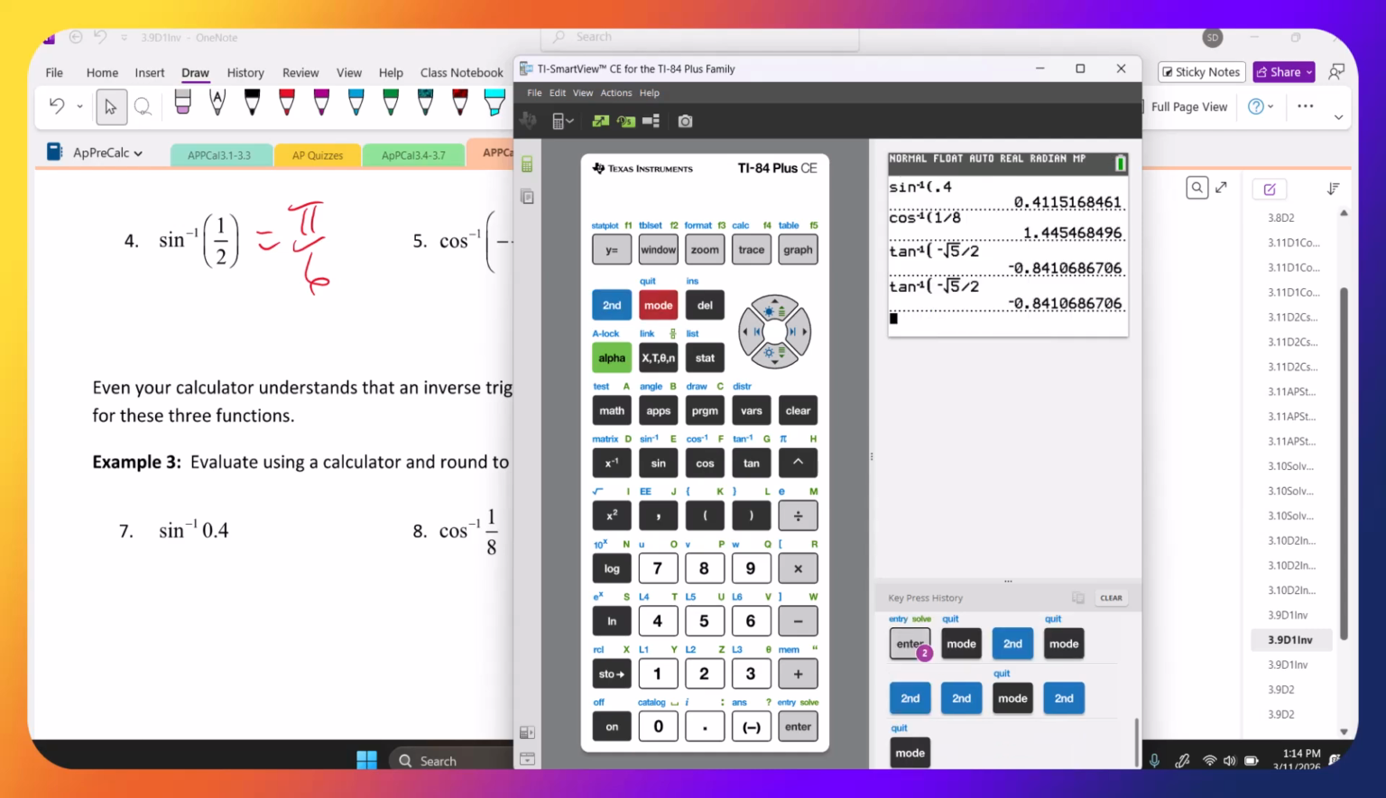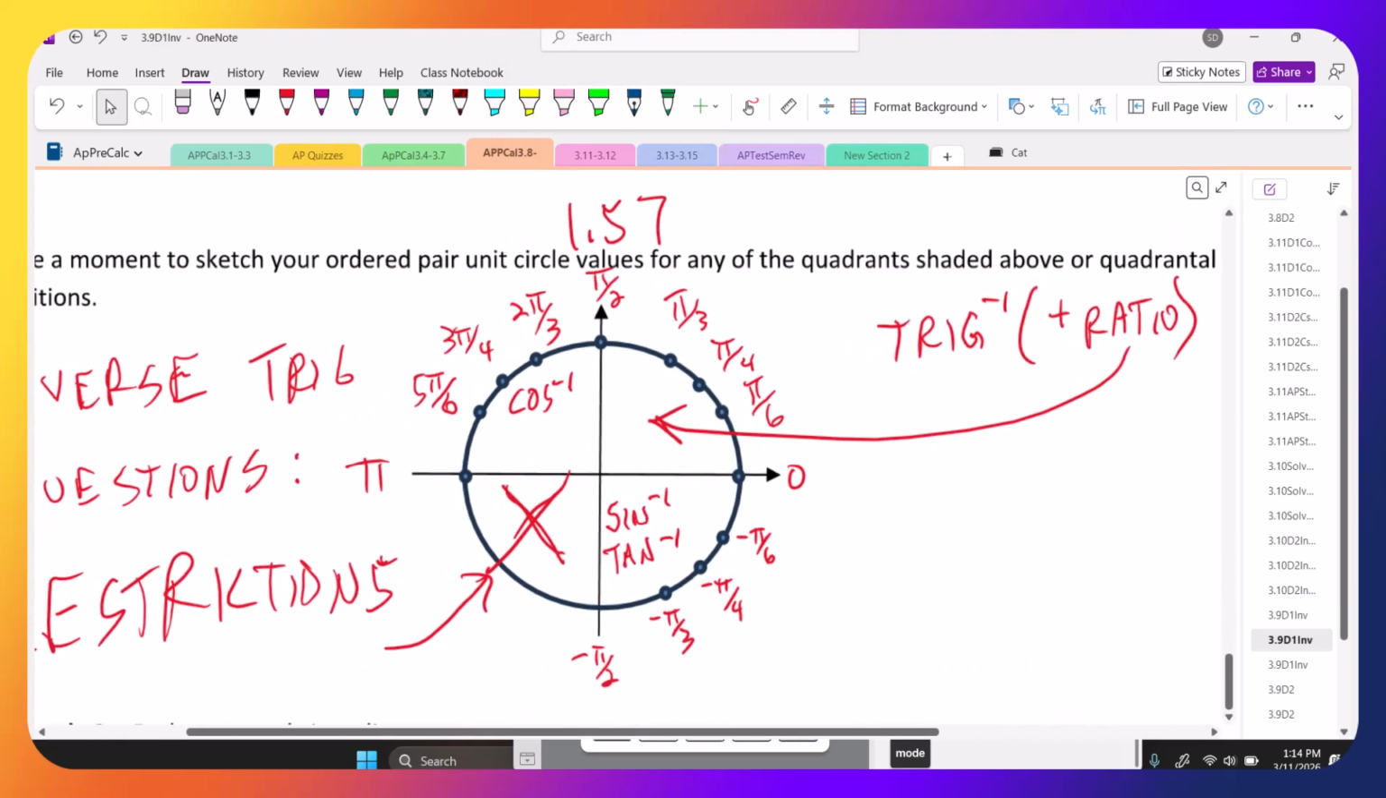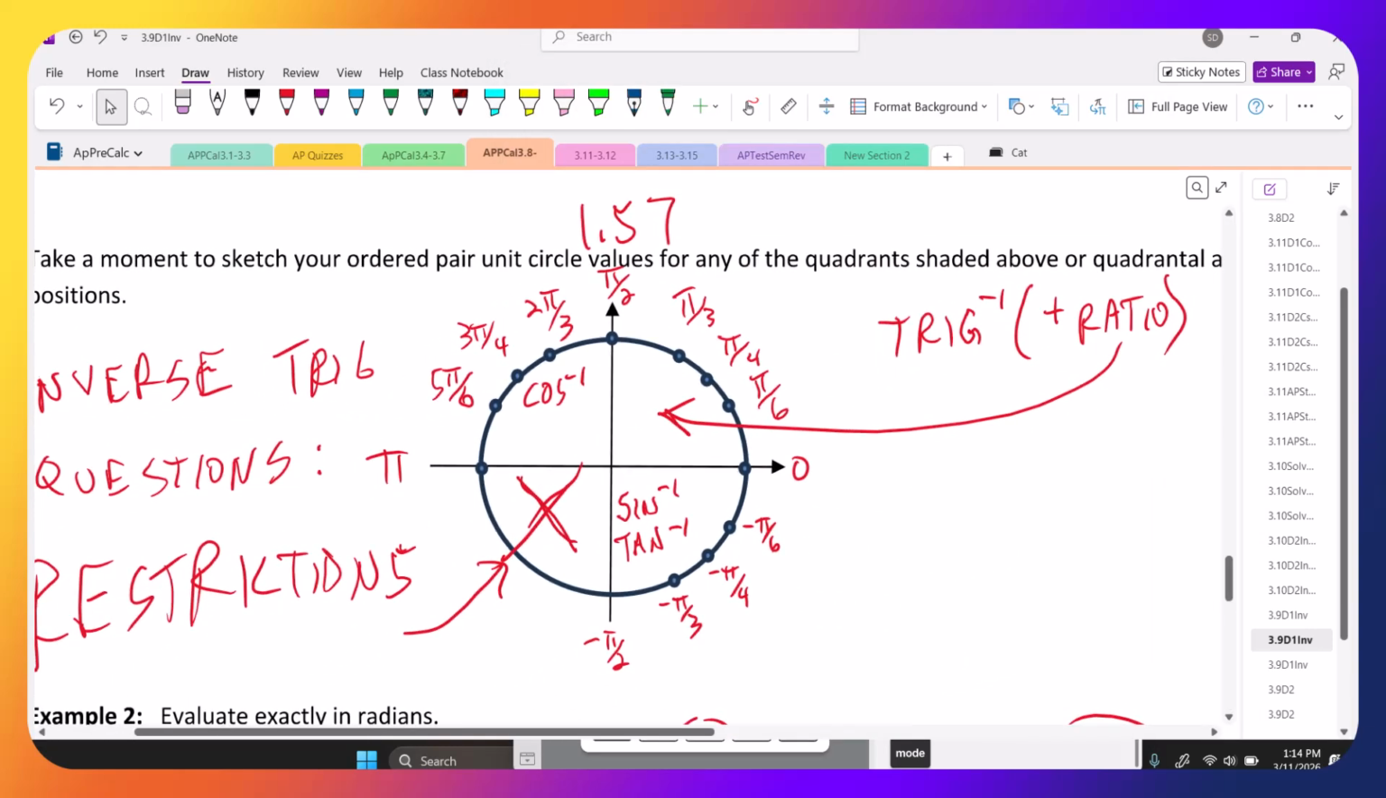You know what I didn't do with you guys? Up here, I did, and I didn't reference it, though. This is just the decimal approximation of pi over 2. This is negative 1.57 as a decimal.